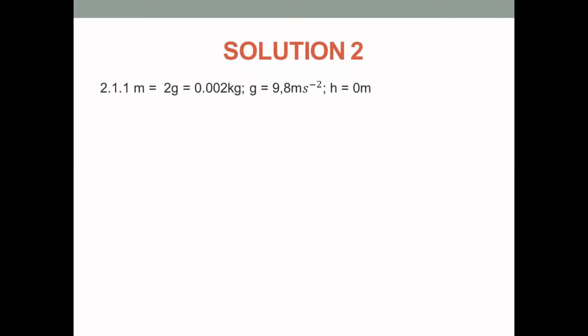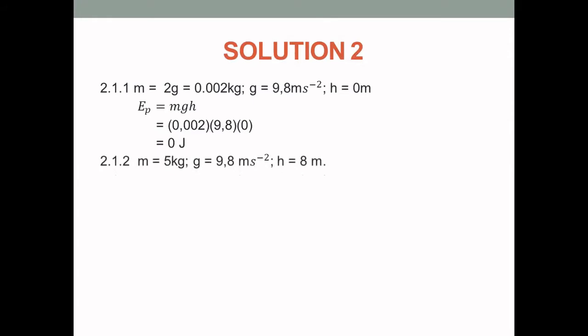Number one, we're given the mass in grams. We need to convert it into kilograms. We divide 2 grams by 1,000. We get 0.002 kilograms. Then gravitational acceleration is 9.8 meters per second squared. The height is 0 meters. So we use the formula EP equals mgh. Then we make substitutions. Then we get the answer, which is 0 joules. We made calculations here because the question was to calculate. They didn't say what is the potential energy.